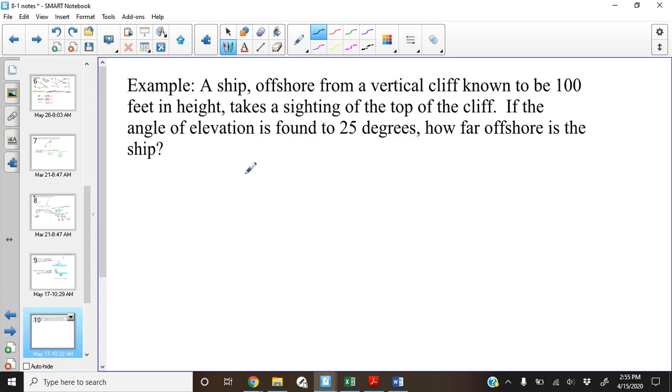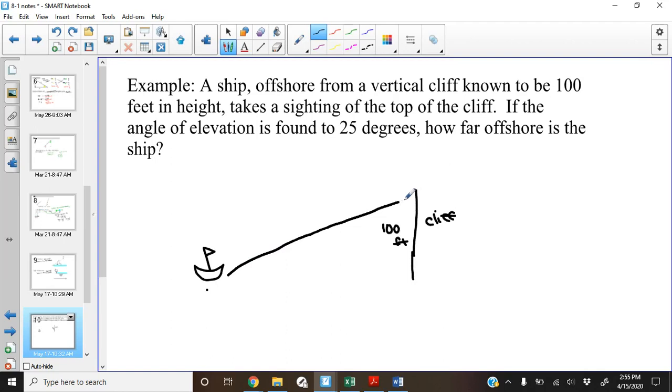So here's our first example: a ship offshore from a vertical cliff. Okay, so here is my little boat. I'm quite the artist. And here's the cliff. So the boat is in the water, and I should probably make the cliff go into the water too. We know that the cliff is 100 feet in height. So let me put 100 feet here. And a ship takes a sighting of the top of the cliff.